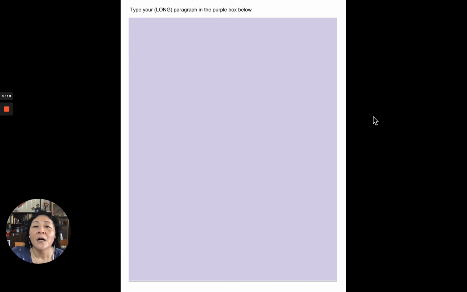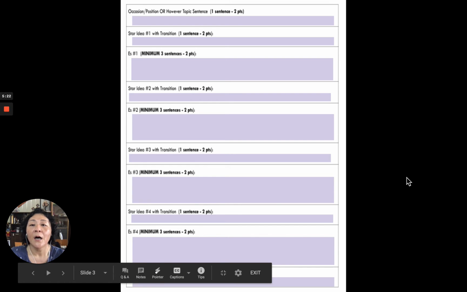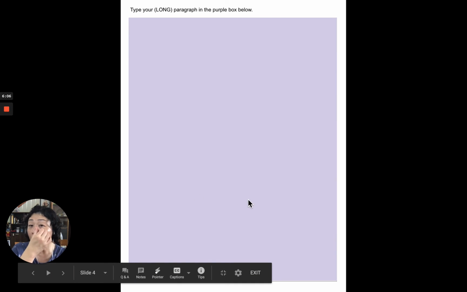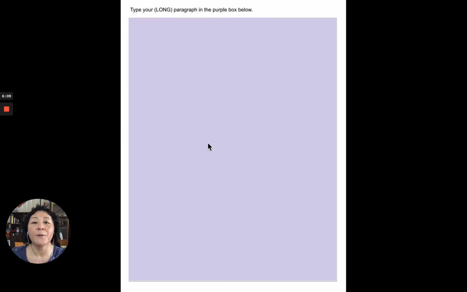Now, I know in first quarter, let me go back to slide 3. All of this is going to be one gigantic paragraph. In quarter 1, you did 5 separate paragraphs. We can't do this now because in quarter 1, you had a hook and your topic sentence. For this, you only have a single sentence, and a single sentence cannot be a paragraph. So we're going to condense the five paragraphs into a single paragraph, but it's going to have a lot of sentences. So it's going to be a really big paragraph. If you look on slide 4, it says type your long paragraph in the purple box below.